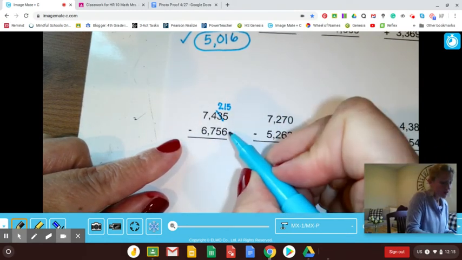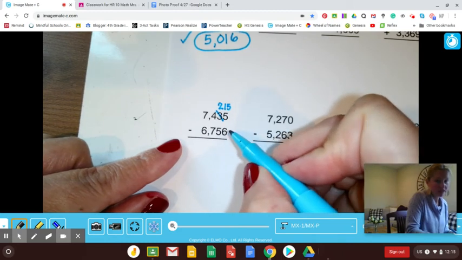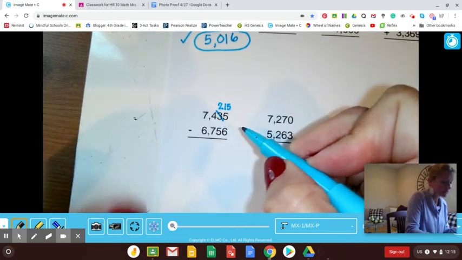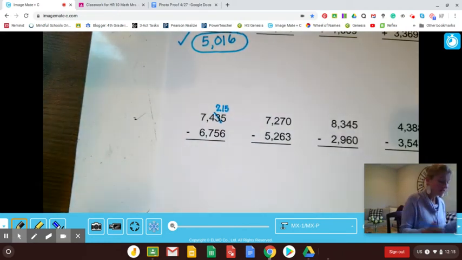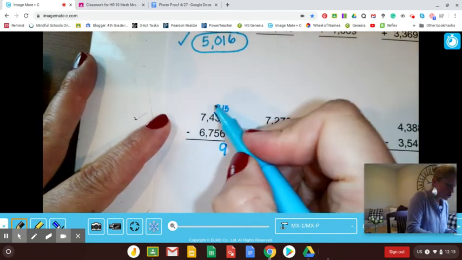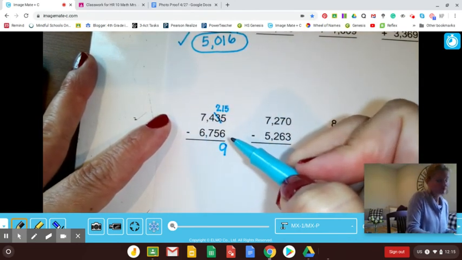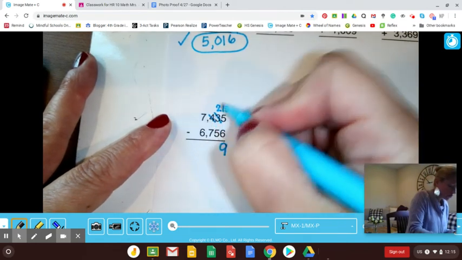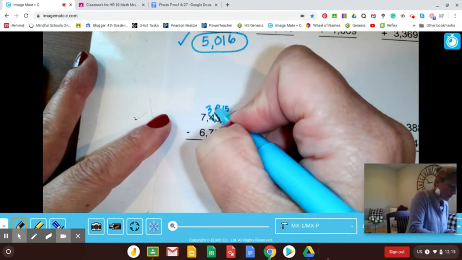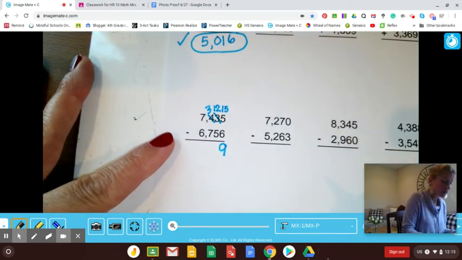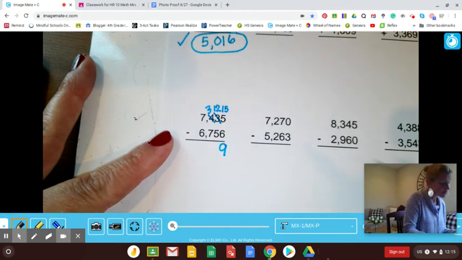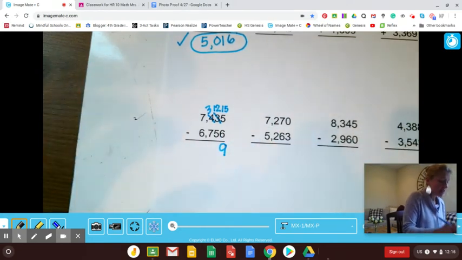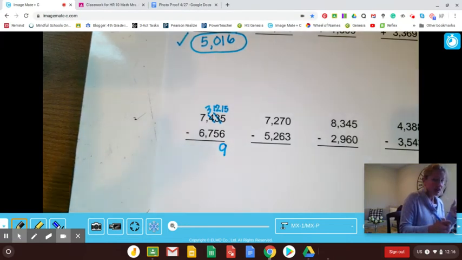Yep. So I like to use the counting up strategy. I start with 6 and I count up to 15. So 6, 7, 8, 9, 10, 11, 12, 13, 14, 15. I get 9. 2 minus 5. Can I do it? Nope. Go to my neighbor, Mr. 4. Can I borrow one of your people? Yep. Comes and stands in front of my number 2, making it a 12. Now I have 12 minus 5. Can I do it? Now I can do it. I like to count up: 5, 6, 7, 8, 9, 10, 11, 12. Gives me 7.